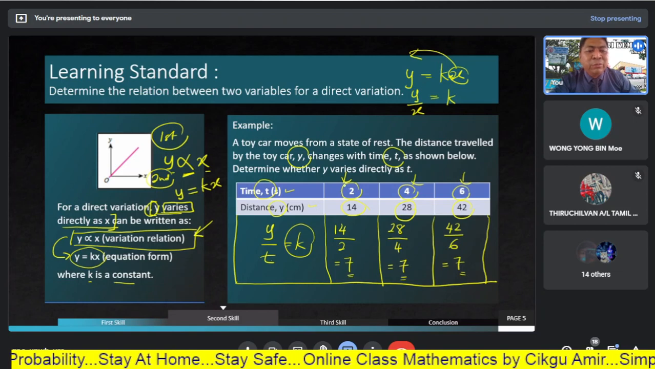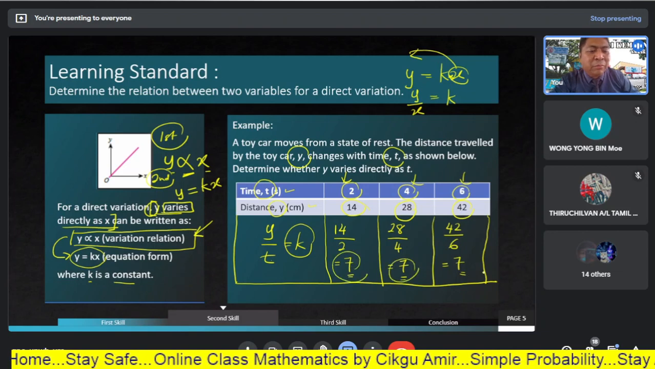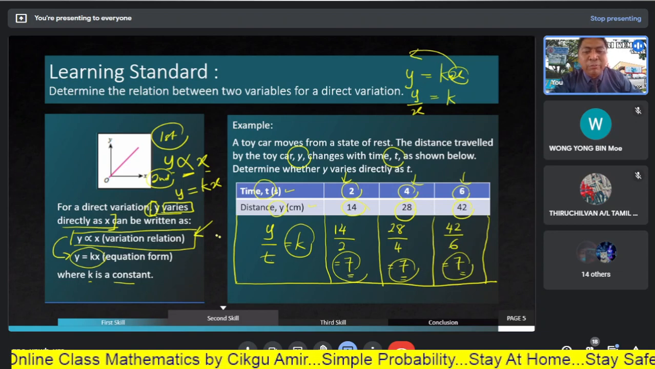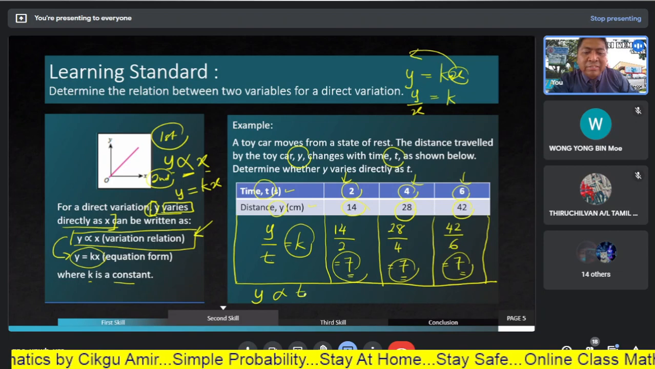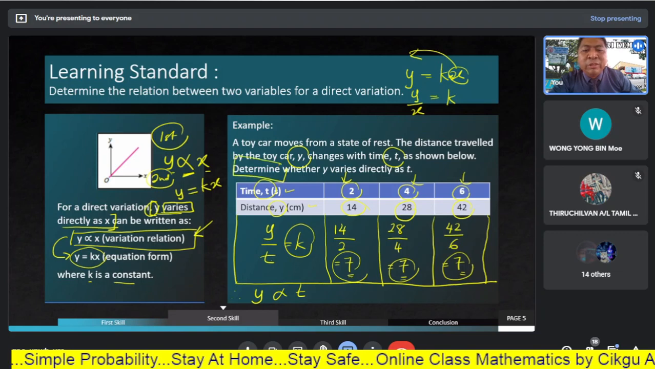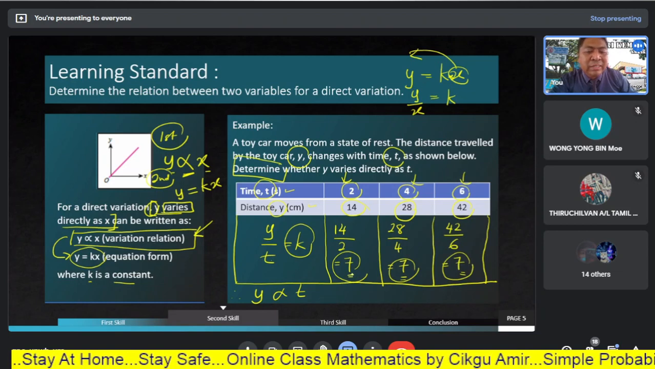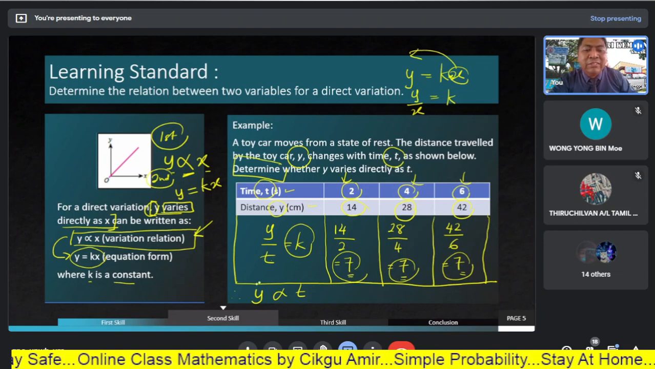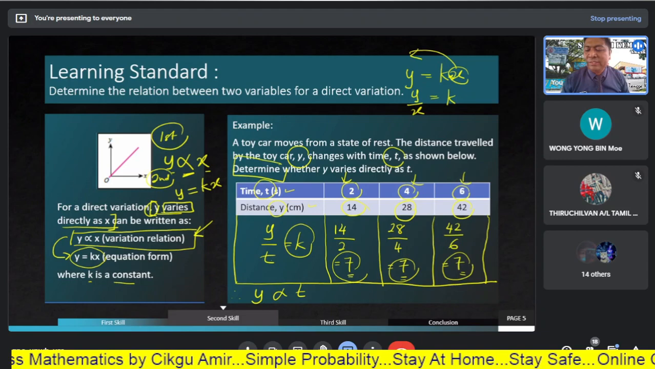So in situations 1, 2 and 3, the value of k is the same. It is 7. Because it is the same, we can write y varies directly as t. The question is to determine whether yes or no, so the answer is yes. Why yes? Because the value of constant k is the same. So y varies directly with t. That is the first example.